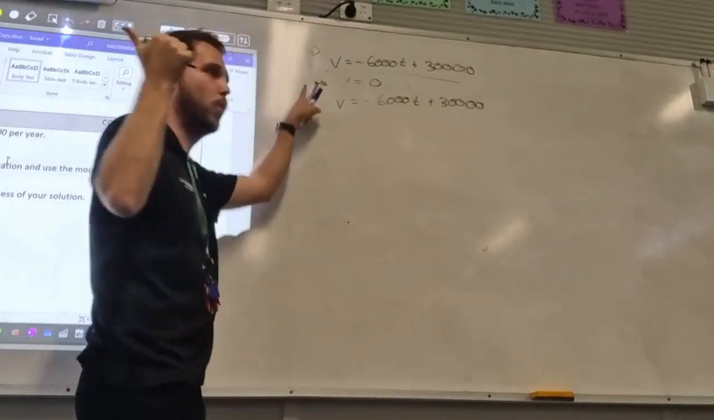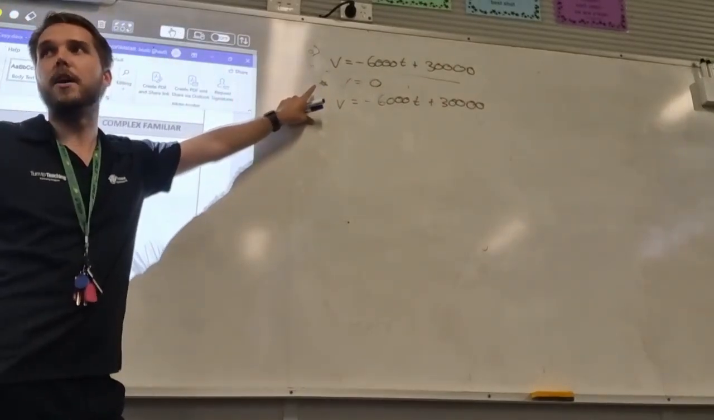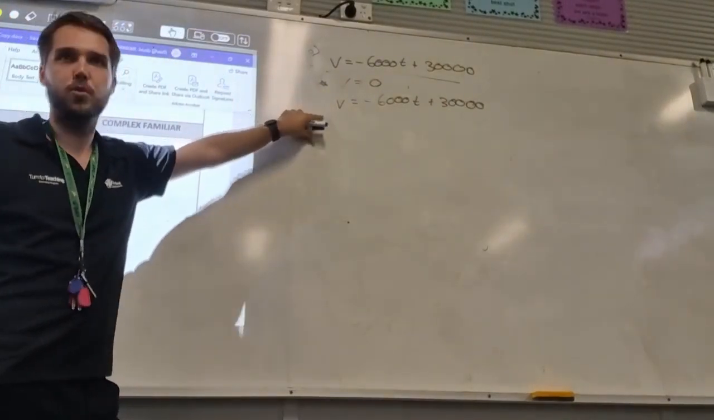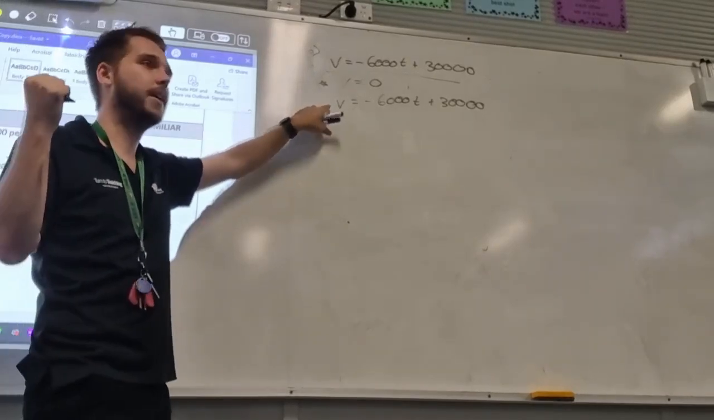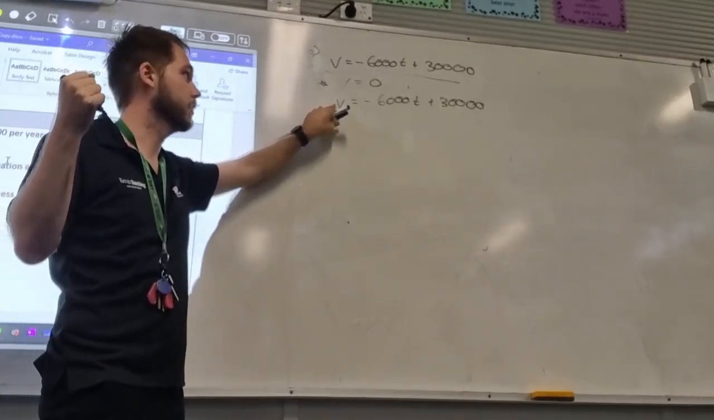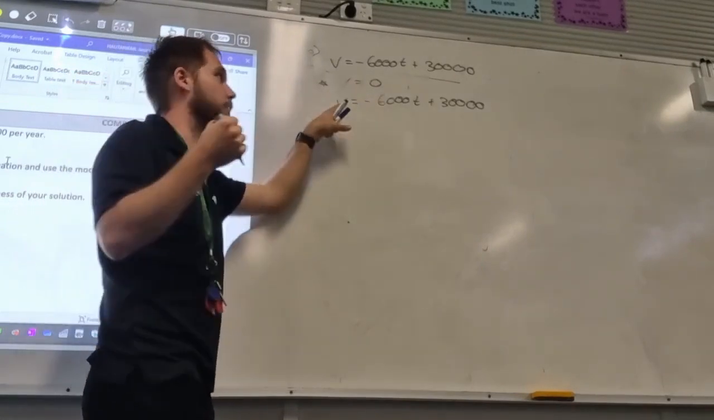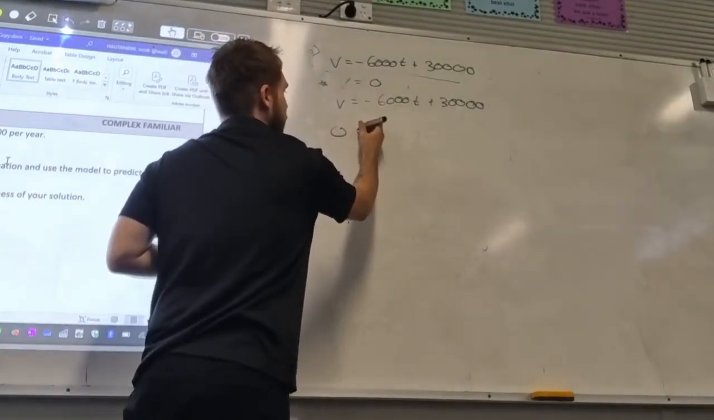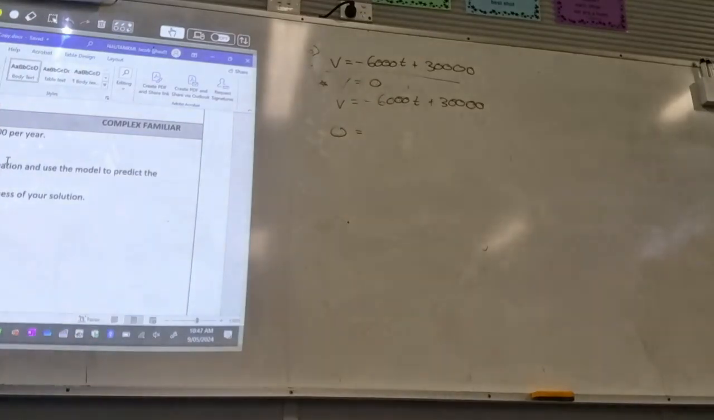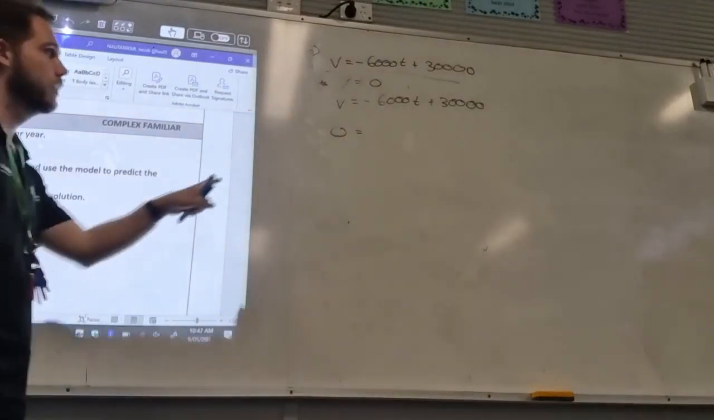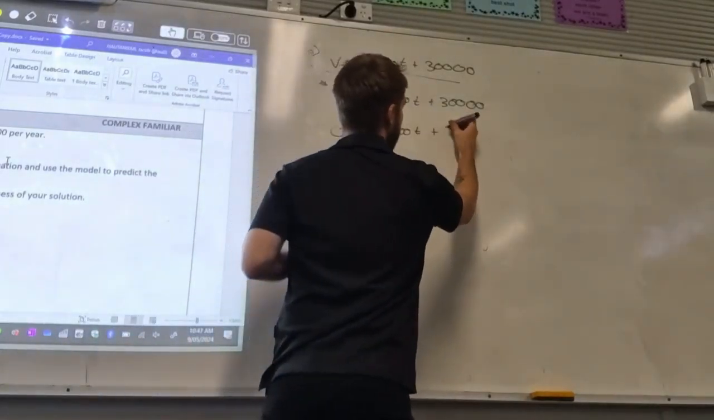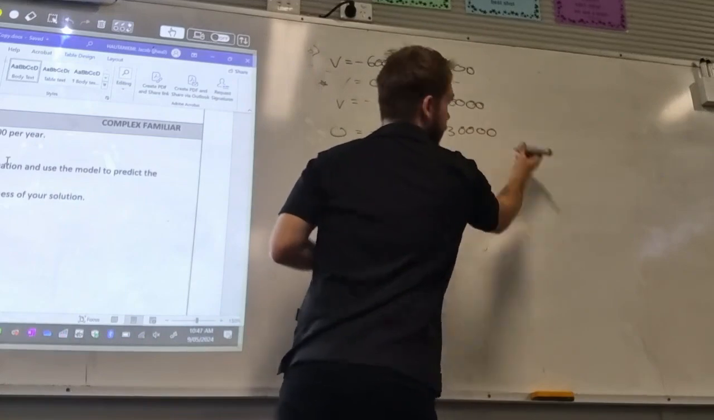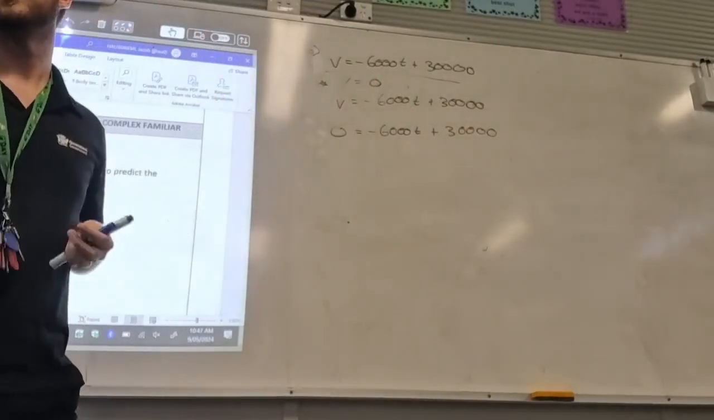Okay. Step 1, we write what we know. The value is 0. Step 2, write the equation. And then step 3, we substitute. Instead of saying V, what am I going to say? That it's 0. So I'm going to write 0. The car has 0 value. So 0 equals negative 6,000 T plus 30,000.